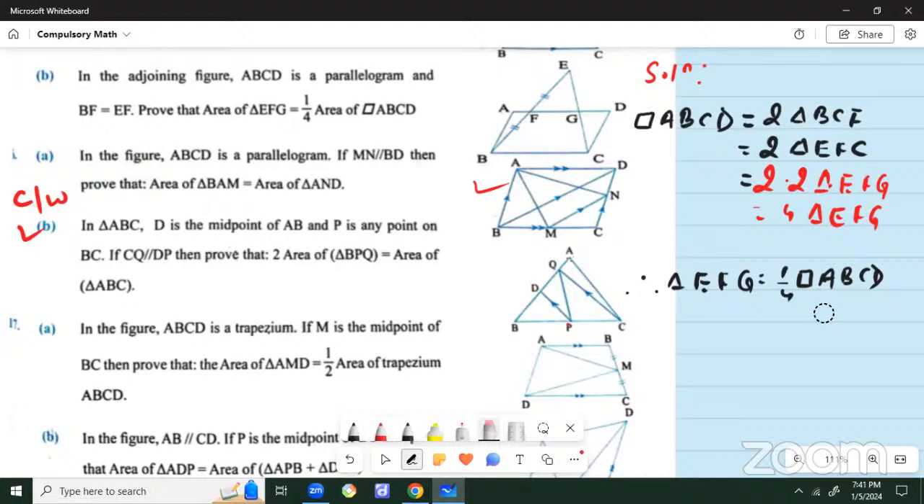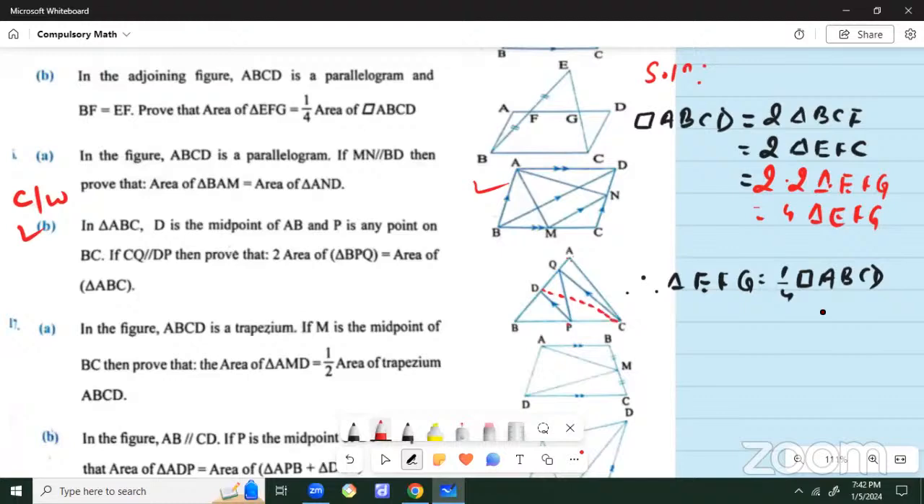So yes, we have to make mistakes and we learn from mistakes, right? Nobody is perfect in this world. Okay, let's hear from Ayush also. What is your opinion here? What construction do you think will be helpful? I think join D to C. Okay, so you thought that drawing DC will be helpful.